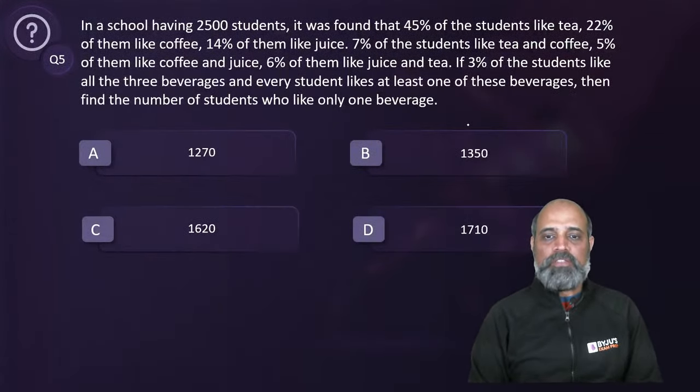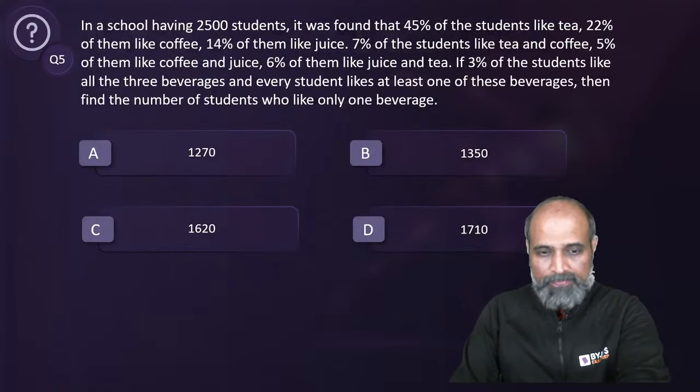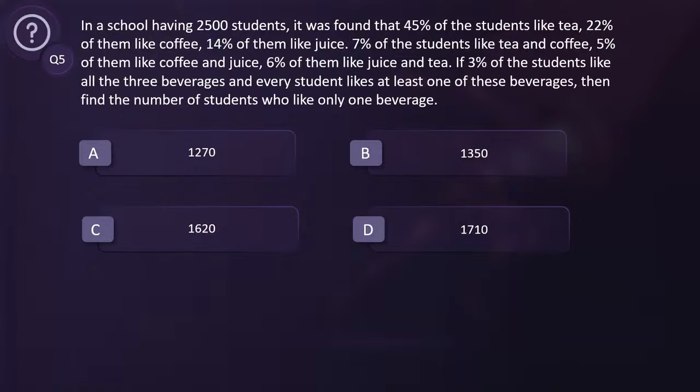Okay, next question. It's a set theory question. चलो. In a school having 2,500 students, it was found that 45% of the students like tea, 22% of them like coffee, 14% of them like juice, 7% of the students like tea and coffee, 5% of them like coffee and juice, 6% of them like juice and tea, 3% of the students like all the 3 beverages, and every student likes at least one of these beverages. Then find the number of students who like only one beverage.